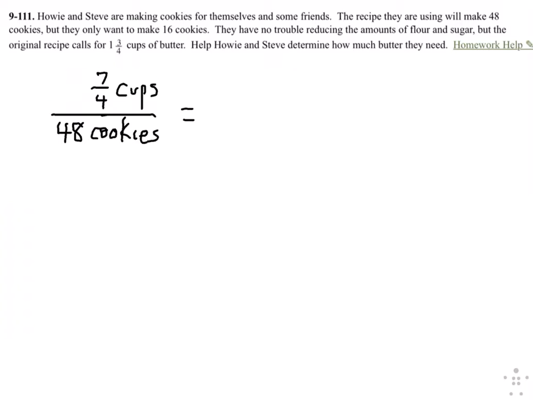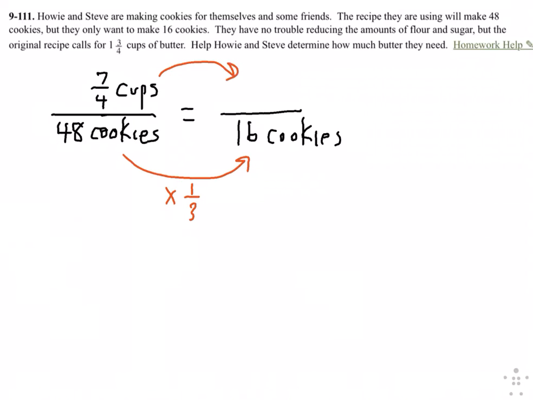proportion. Now they're saying they only want to make 16 cookies, right? 16 cookies. And we could do this two ways. We could cross multiply, or we could just see what's happening from here to here. We're clearly multiplying by 1/3, right? We're dividing by 3. So here we have to multiply by 1/3.